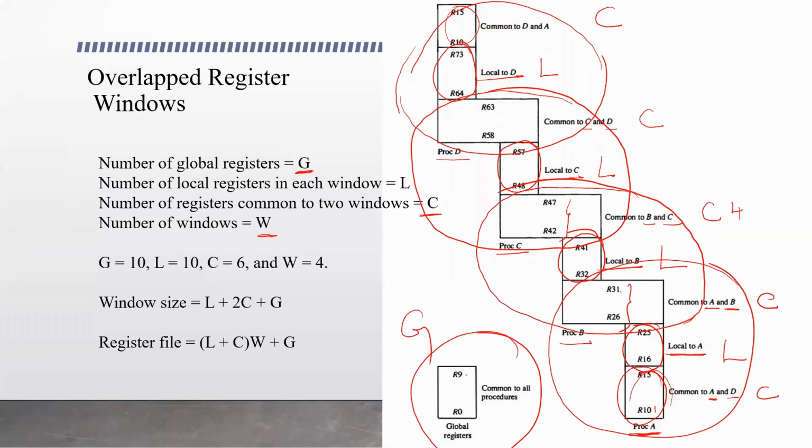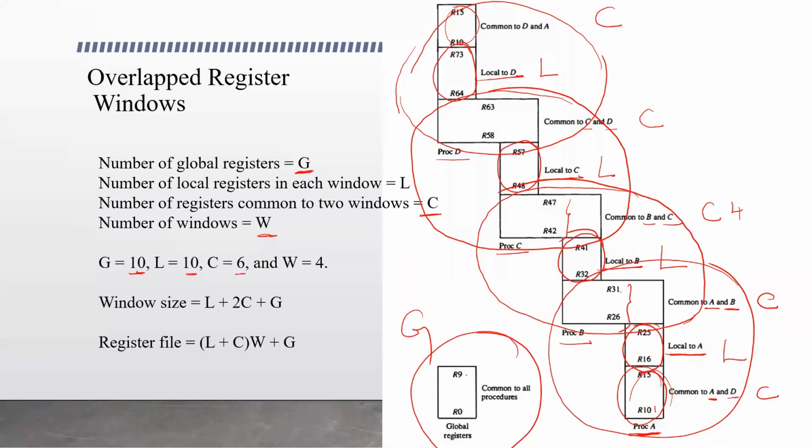Now what is G here? The number of global registers, R0 to R9, is 10 registers, so G is 10. And what is L? L is the number of local registers in each window. In each window we have here R16 to R25, so 10 local registers. And in this window, R32 to R41, 10 registers. So the number of local registers, L, is 10 here.